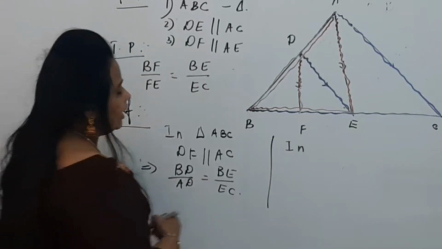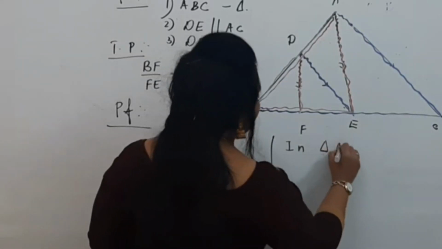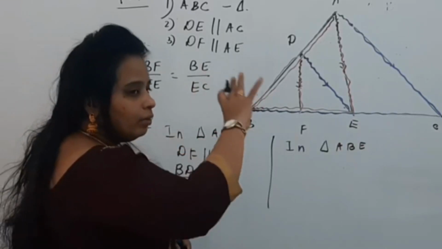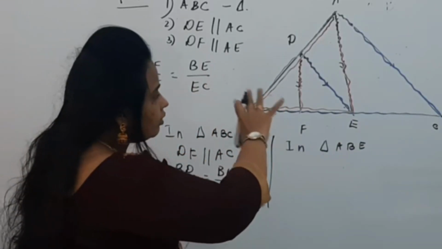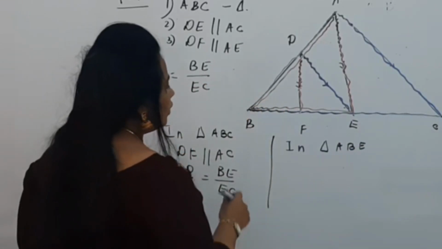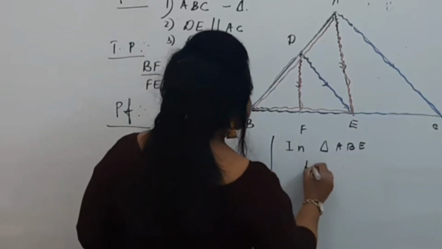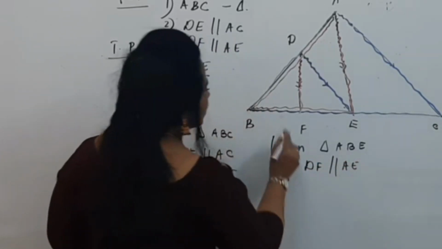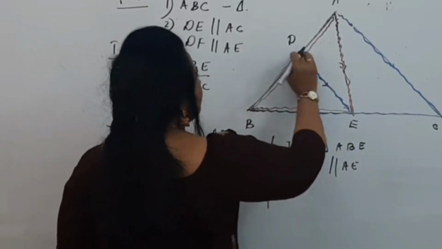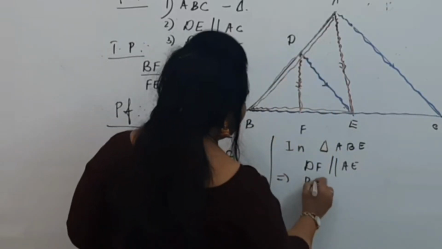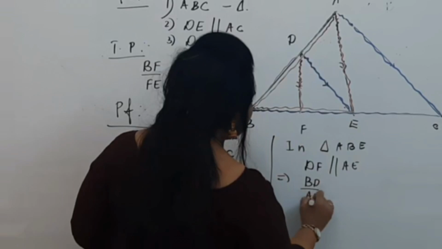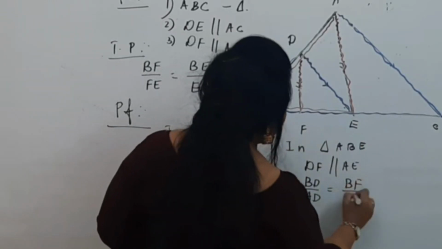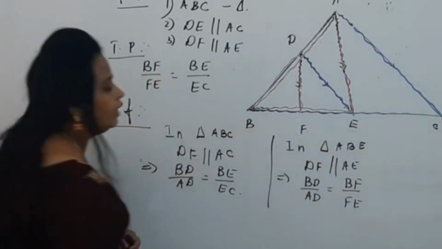So in triangle ABE, your eyes must go and pick up the triangle ABE only. So in triangle ABE, DF is parallel to AE. That implies what? DF parallel means BD by AD is equal to BF by FE. Hope you understand, BF by FE.